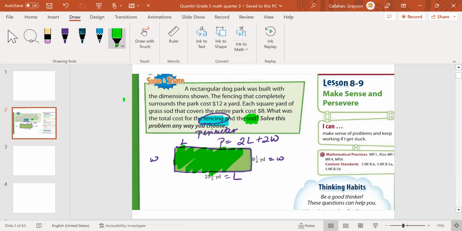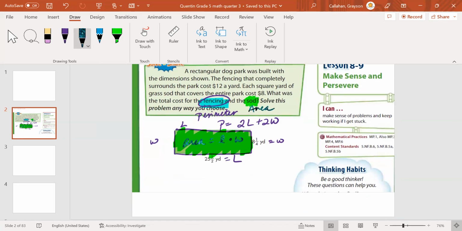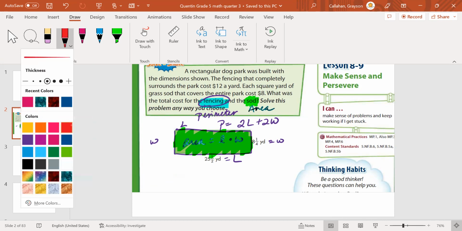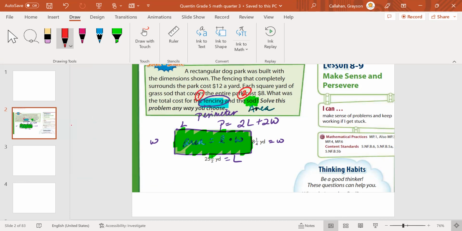The sod right here is the area. Do you see that? The area is length times width. So what do you have to do then? So let's first, there's two parts to the question. First part is the fencing, second part is the sod. So first part, let's do the perimeter. What's the perimeter?